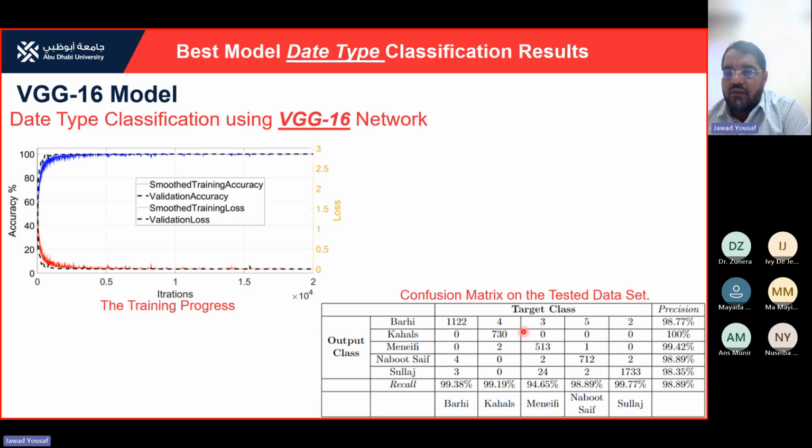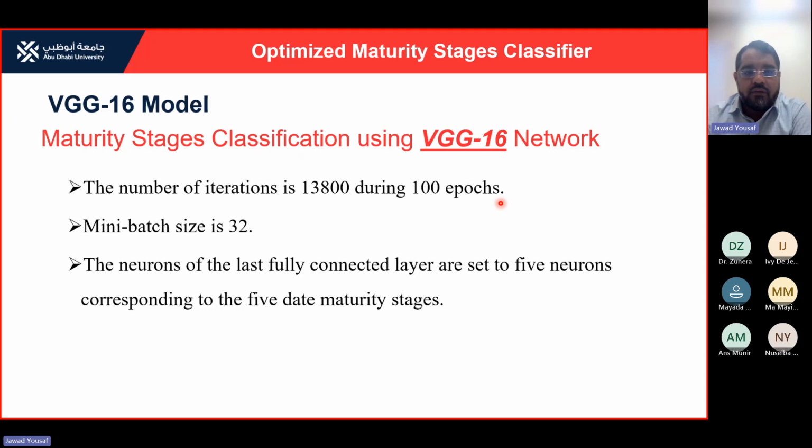There are very small cases where the classifier makes the wrong prediction. The same thing can be noted, for example, for the Khalas, there was 100% precision, no false prediction by the classifier. And similarly, for Manif, we have a good accuracy, 99.42% precision. For the Nabu Safe, 98.89%. For the Suloj, 98.35%. So overall, we are getting around 98.89%, which depicts that the classifier is making very good predictions about the true classes. So all 5 date types can be accurately classified using this trained network.